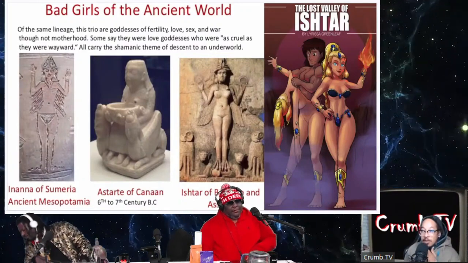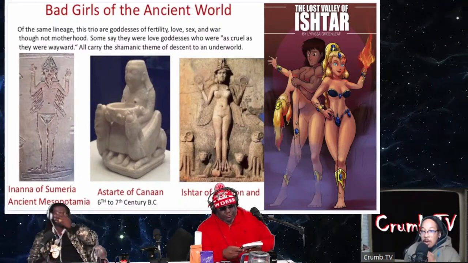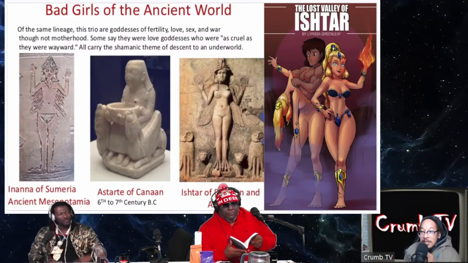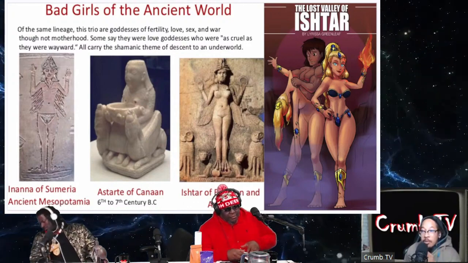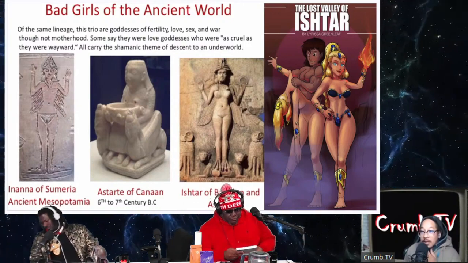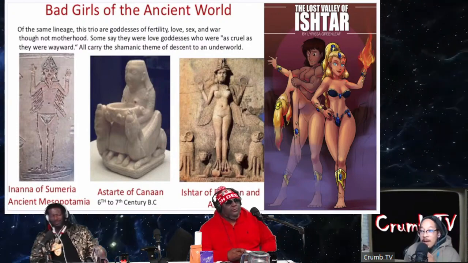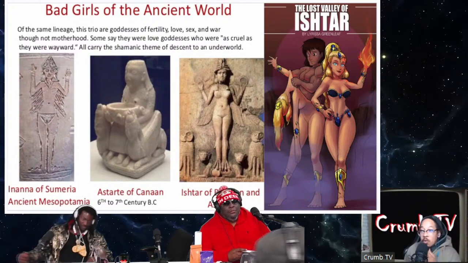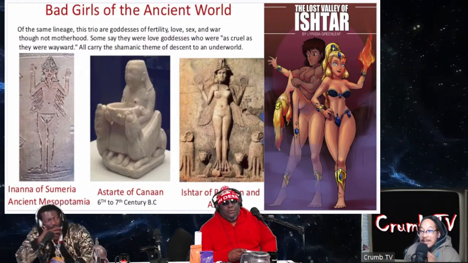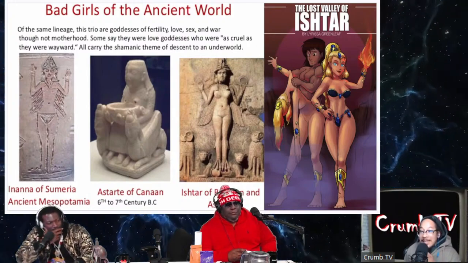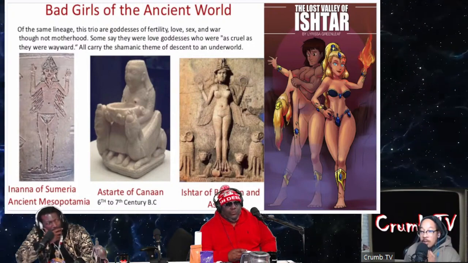Bad girls of the ancient world. Of the same lineage, this trio of goddesses of fertility, love, and sex and war, though not motherhood. Some say they were love goddesses who were as cruel as they were wayward. All carry the shamanic theme of a descent to the underworld.